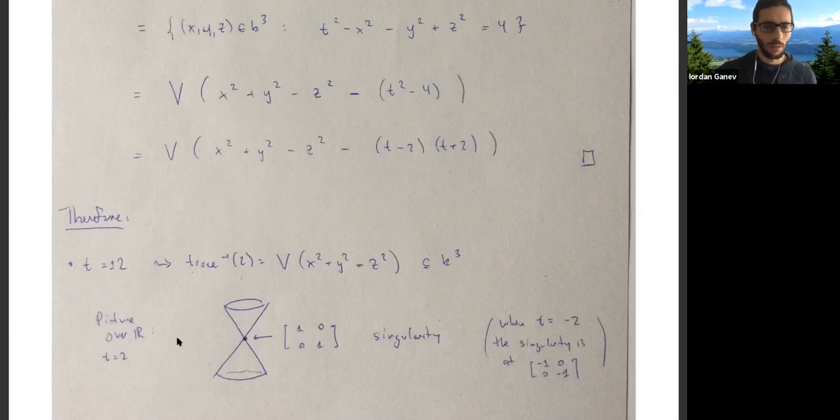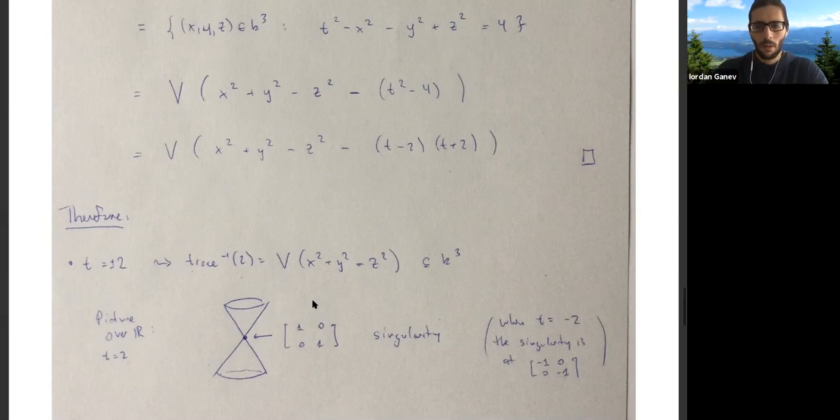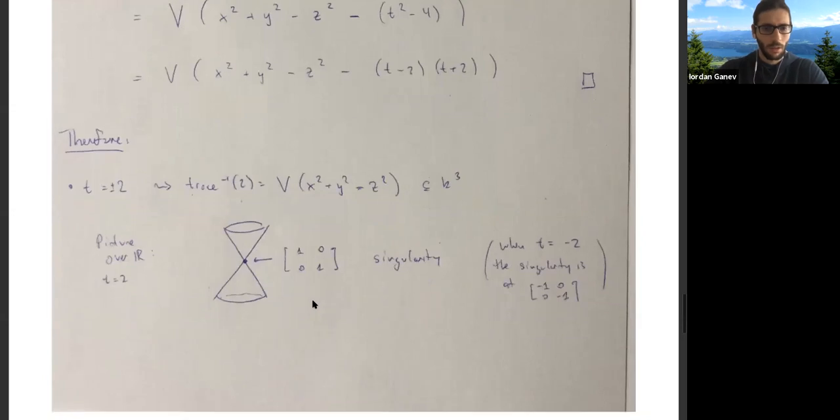To understand this picture over R, z is going up, and x and y are kind of level, the horizontal plane. And so you can see how if z is a non-zero number, then we get a circle. That's the slice. Otherwise, if we set x or y to be some non-zero number, then we get a hyperbola when we slice. Okay, so those are the cases where t is equal to plus or minus 2.